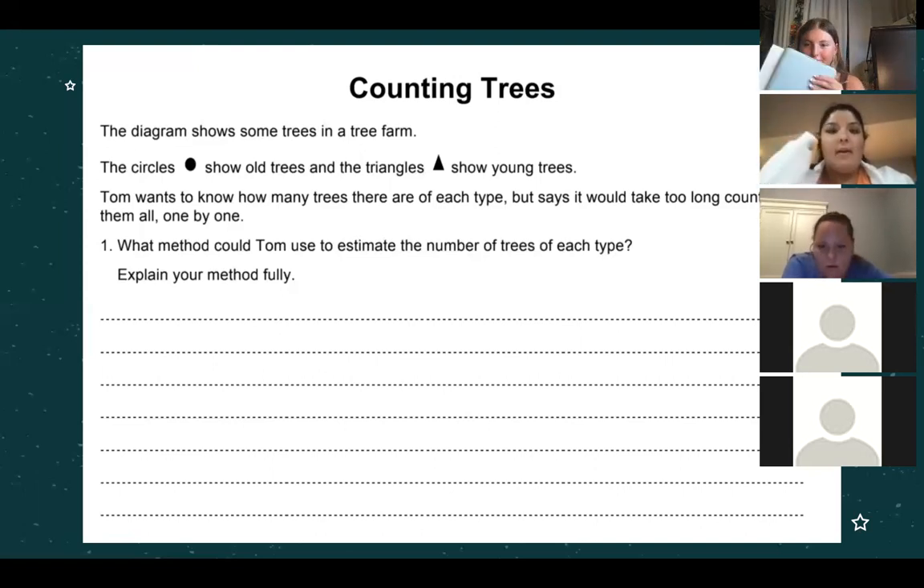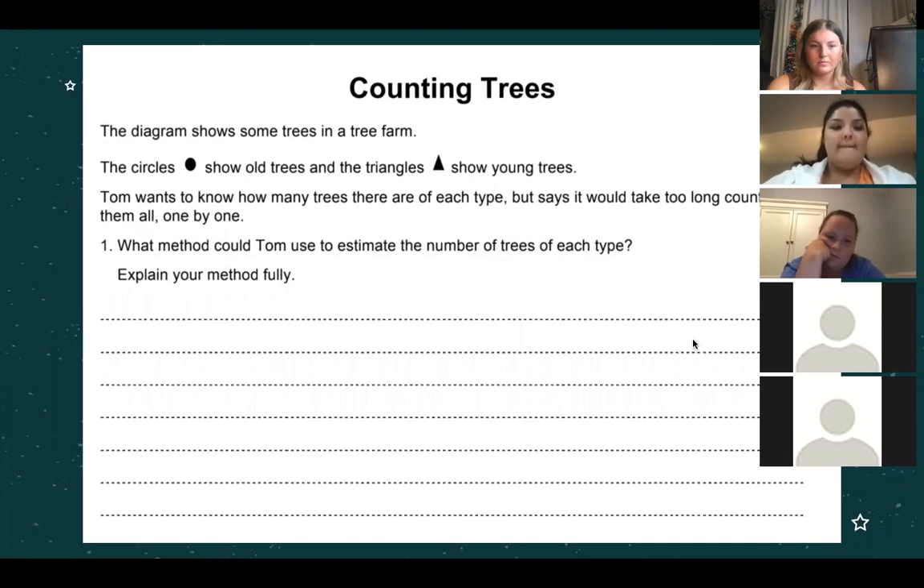So, counting trees. The diagram shows some trees in a tree farm. The circle shows old trees and the triangle shows young trees. Tom wants to know how many trees there are of each type, but says it would take way too long counting them one by one. What method could Tom use to estimate the number of trees of each type? Here in this box, you're going to explain how you did it and your method completely. So you're going to walk through it as if I wasn't here. You're going to explain it to me in the notes.